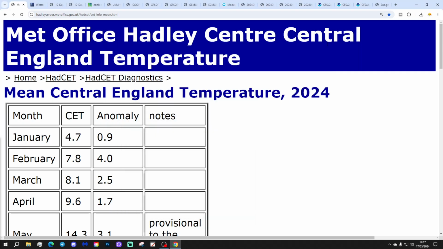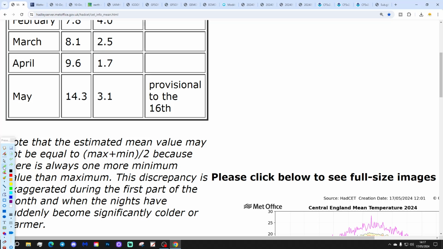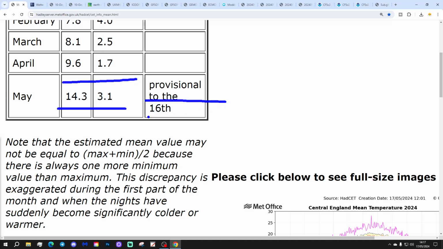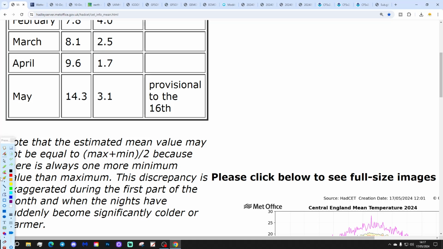Right, well, we're going to start off with Central England Temperature. As always, the CET is now sitting at 14.3. That is 3.1 degrees above the 61 to 1990 average, provisional to yesterday, the 16th of May. So a very warm first half to May there, 3 degrees above the 61 to 1990 average. And in fact, I think if we kept at that level, that would just about be the warmest May on record. But we're going to do CET Saturday, I think, tomorrow. So we'll confirm that for you tomorrow.